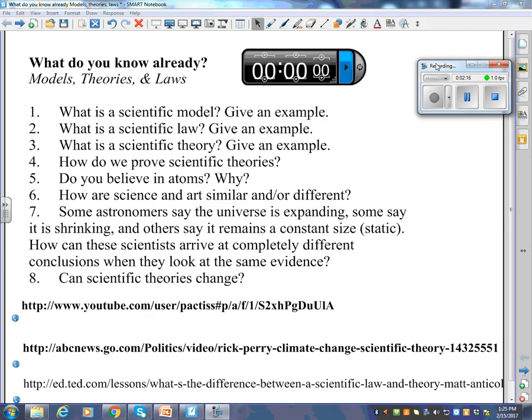Yeah, Johnny. Number two, what is a scientific law? Give an example. Volunteers, anyone? Brett: A law is a proven theory with facts that happen, like Newton's law. Okay, Newton's law, I will agree that is a law. He said a proven theory. Who would agree with that statement? Okay, quite a few of you.